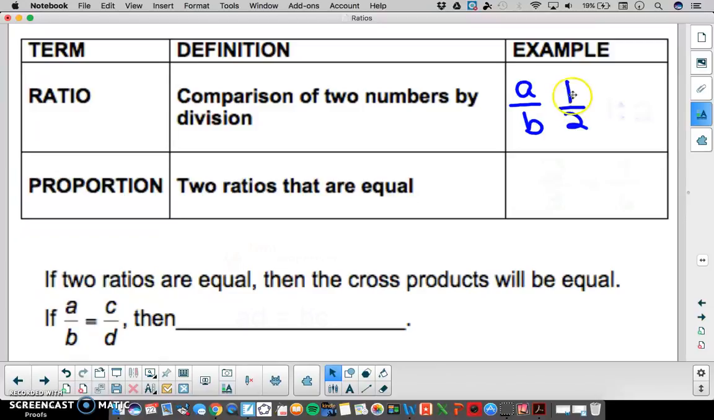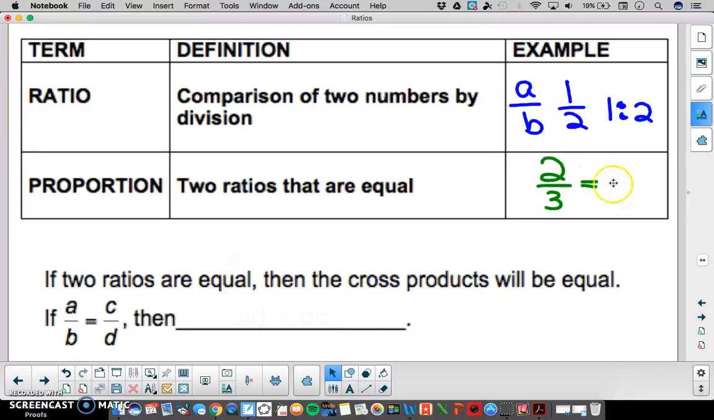So here we have a ratio of 1 to 2, or 1/2. And here's another way to represent a ratio in this format. This is a ratio of 1 to 2. A proportion is where we actually form an equation where we have two ratios that are equal, and we would say that those ratios are proportional.